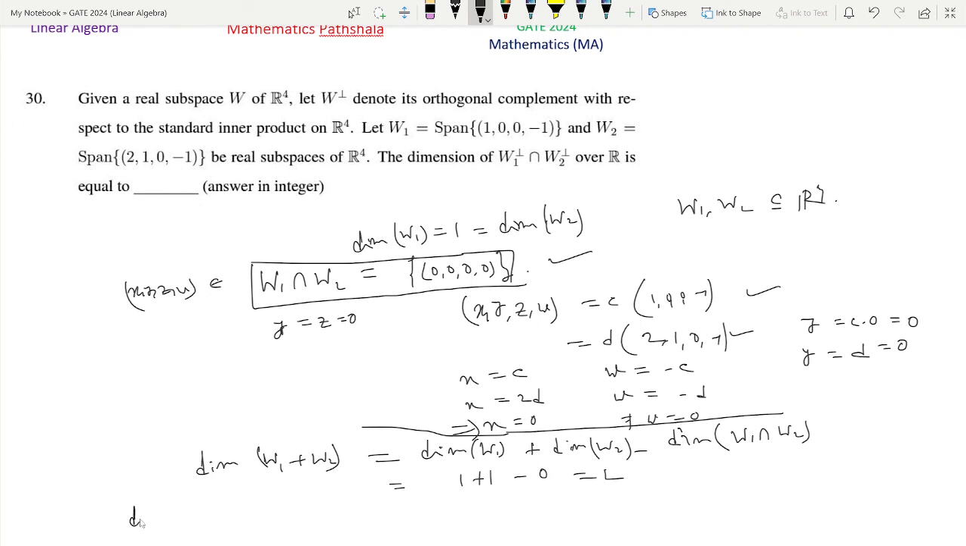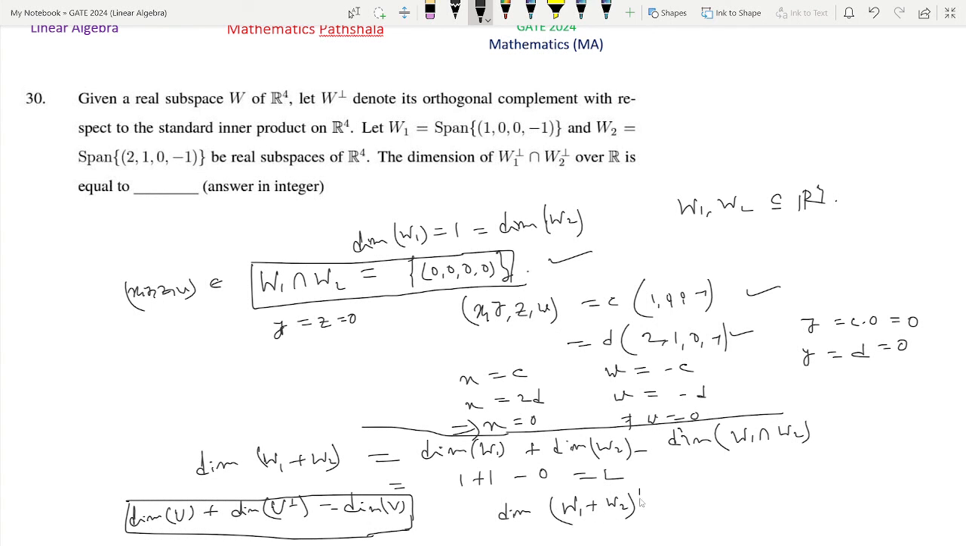And also we have a result that if U is a subspace of V, then dimension U plus dimension U perp, that is the orthogonal complement of U, which is a subspace of V, will be equal to dimension V, the whole space. So using this result, as W1 plus W2 is a subspace of R4, the dimension of its complement, W1 plus W2 perp, will be equal to dimension R4, that is 4, minus dimension W1 plus W2, that is 4 minus 2, equal to 2.